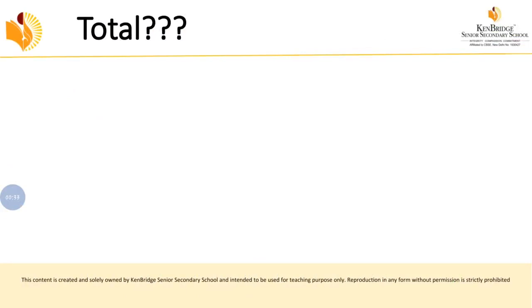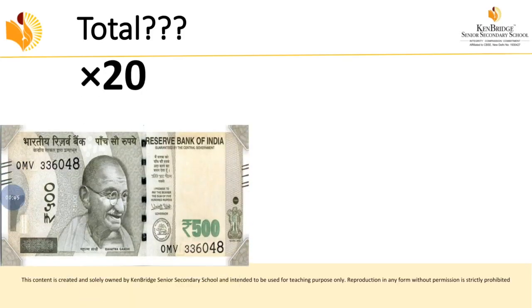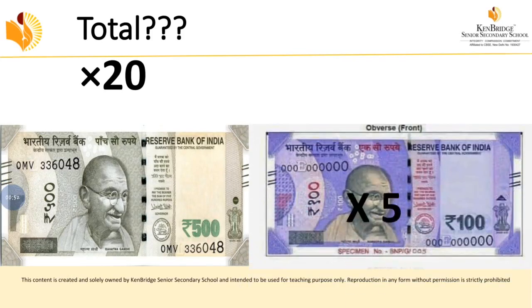In maths we use operations to find the total value, right? It may be a total, it may be a difference, like that. Here I have an example. I have 20 hundred rupee notes and 5 five hundred rupee notes in my hands. So how much amount do I have now?